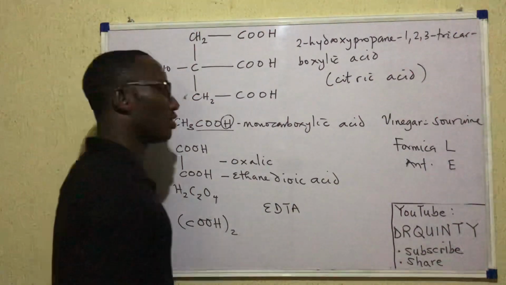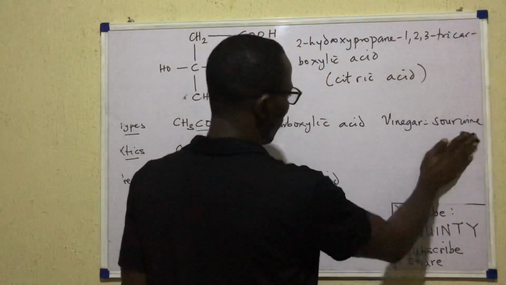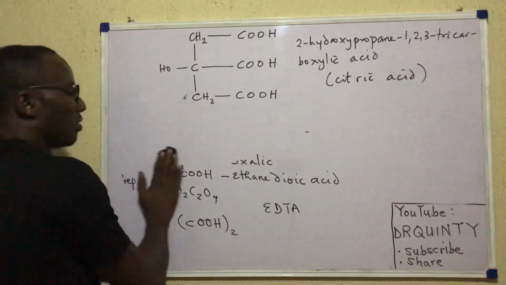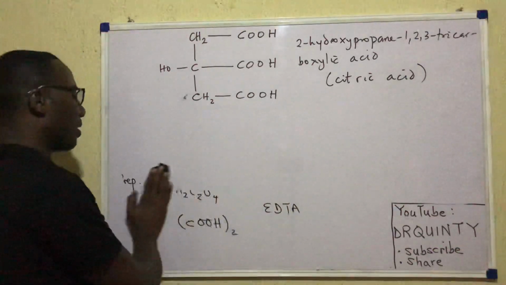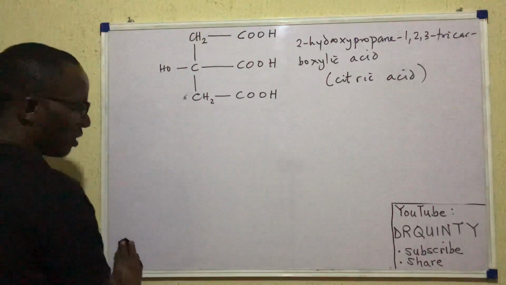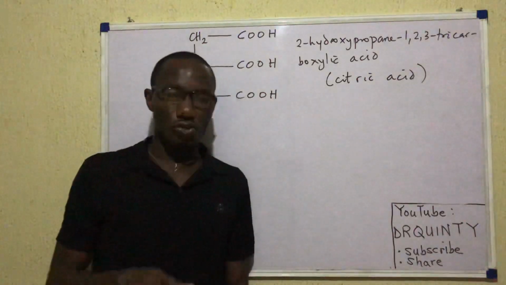Alkanoic acids show solubility in water. That's the first characteristic I would like to mention. They are soluble in water, and as their molecular weight increases, their solubility drops.